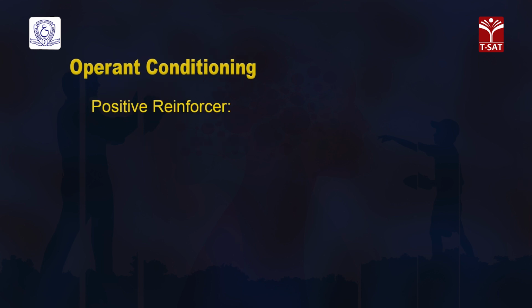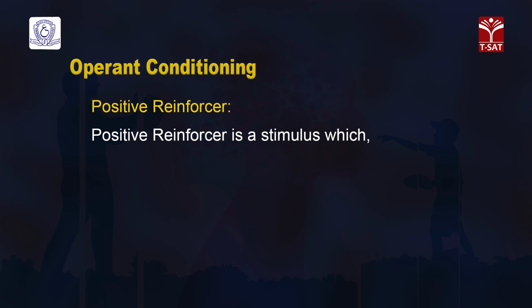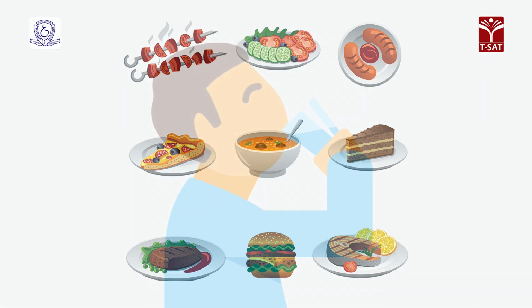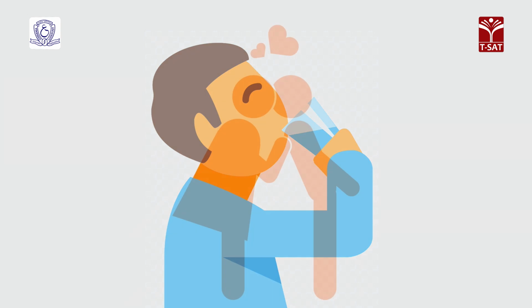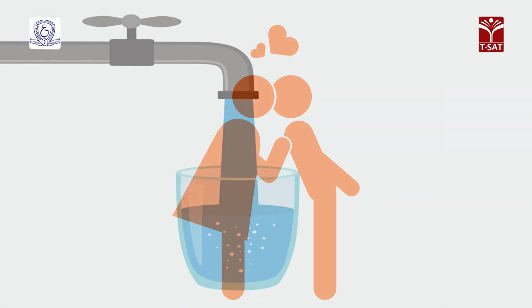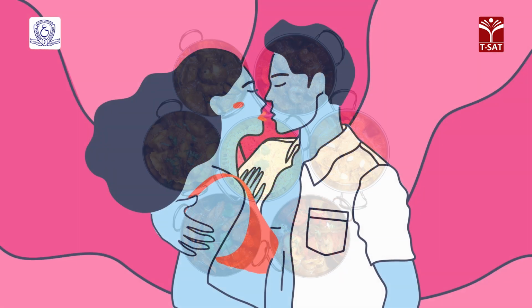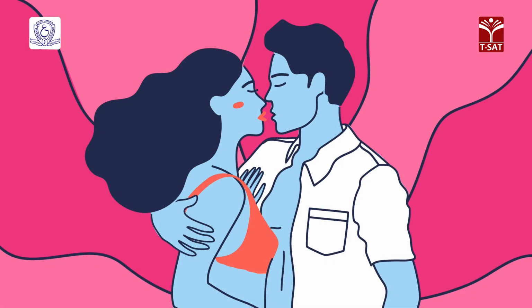Positive reinforcer is a stimulus which, when applied following an operant response, strengthens the probability of the response. For example, food, water, sexual contact classify as positive reinforcers for appropriately deprived individuals.